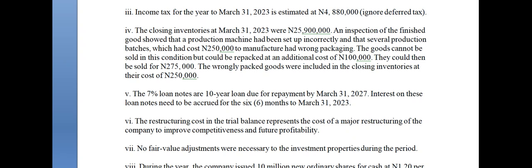And you know that for us to get our cost of sales, it is opening inventory, plus purchases, minus our closing inventory. Any carriage inward? Is there carriage inward in this question? No. There is none of such. So that is that for that.